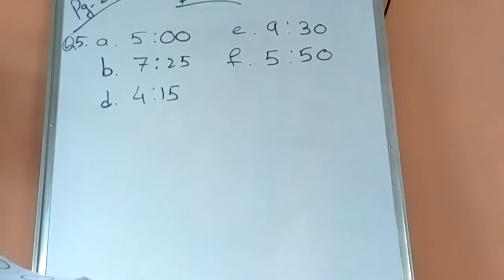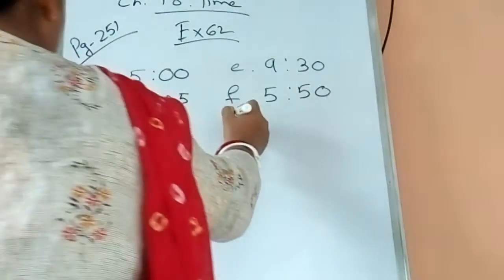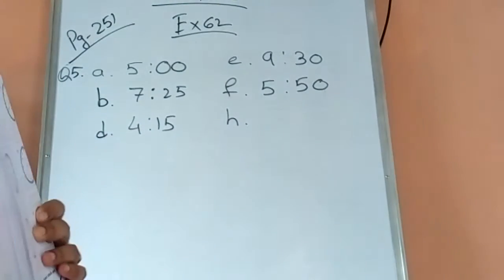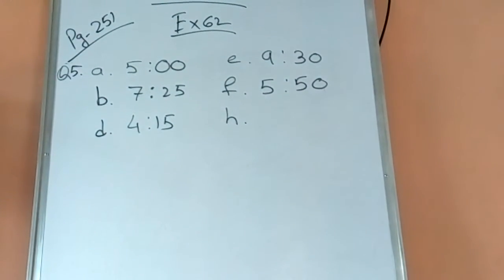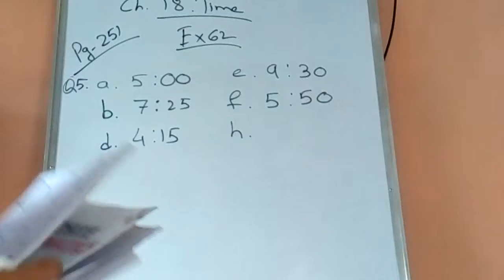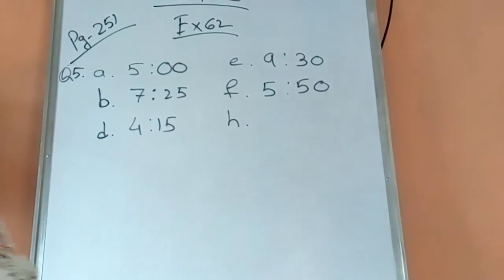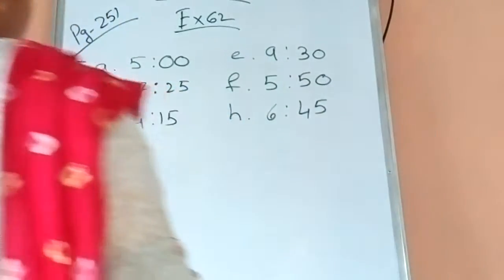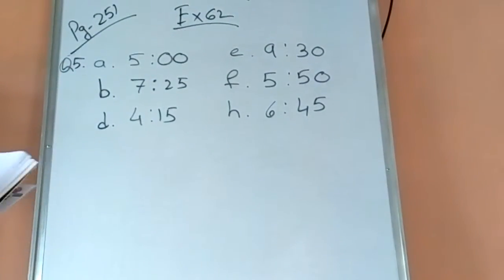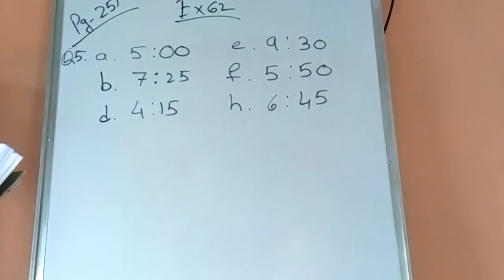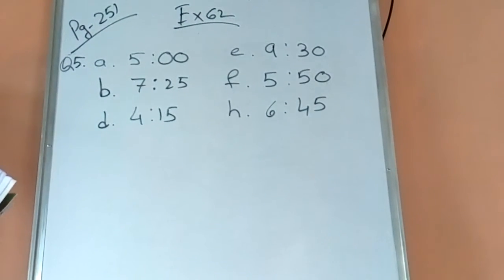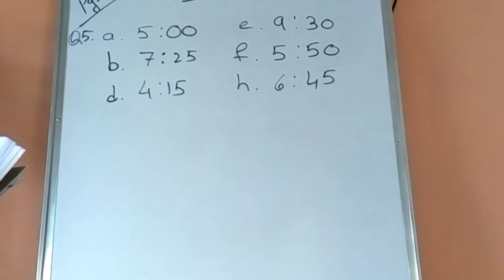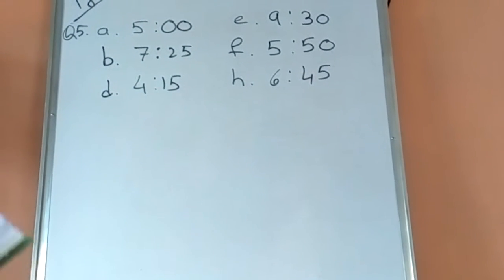And after that, come to number H. Number H, it is quarter to. That means 15 minutes are left to 7. So that will be 6:45. Because if you add 45 plus 15, then it will be 7. Okay. So quarter to will be 15 minutes left, and quarter past means 15 minutes have already passed. Okay. Now come to question number 6.